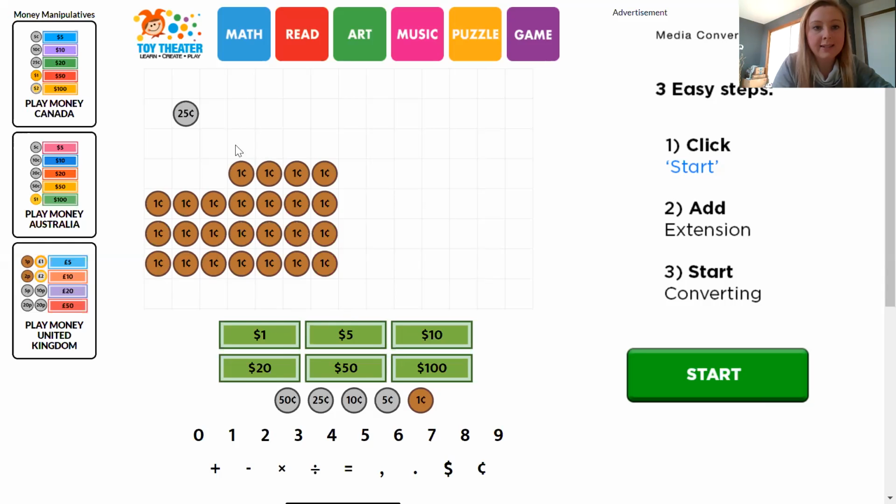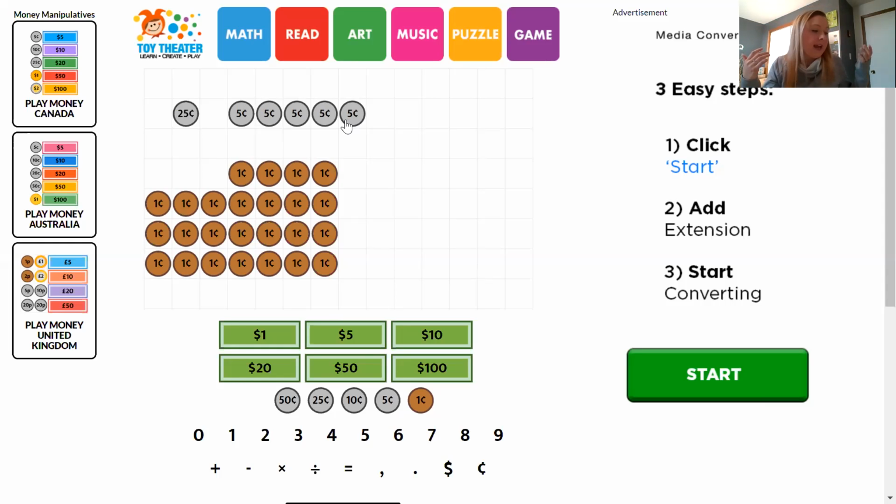So let's see how many nickels, which are worth 5 cents, it takes to get to 1 quarter, 25 cents. Nickels are worth 5, so now we count by 5. 5, 10, 15, 20, 25. 5 nickels equals 1 quarter, which is 25 cents.